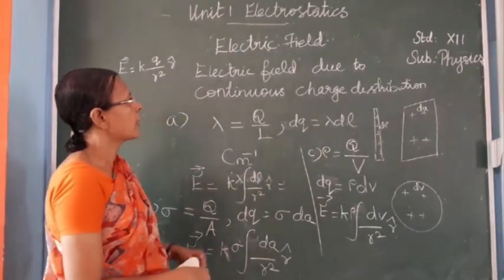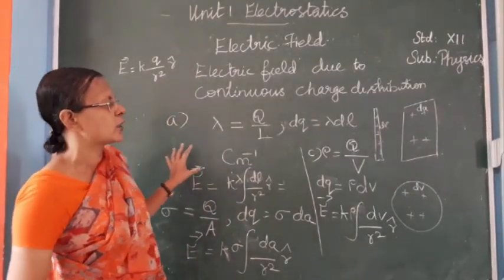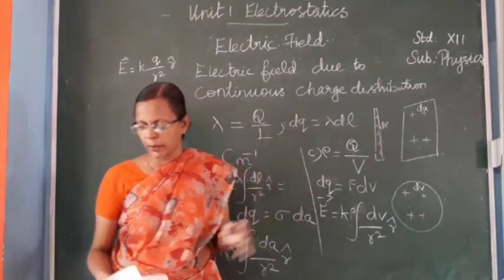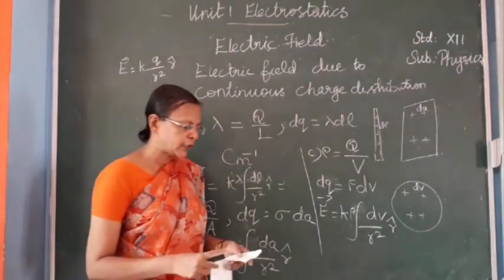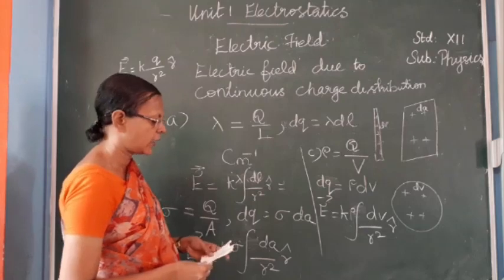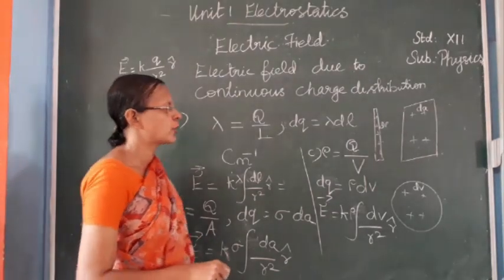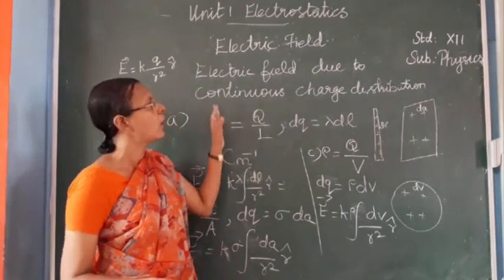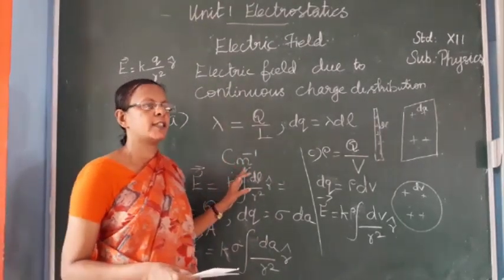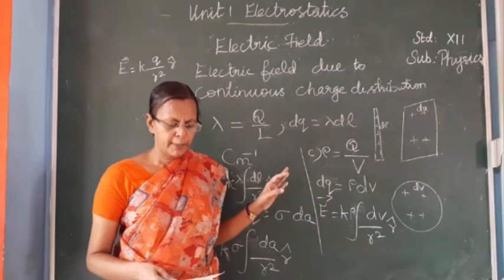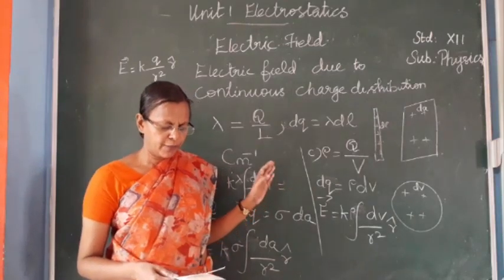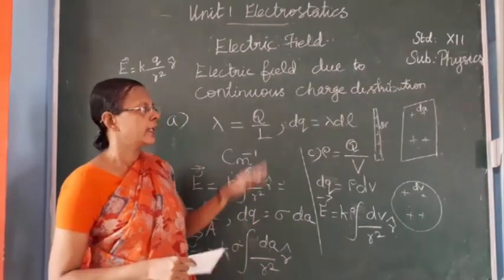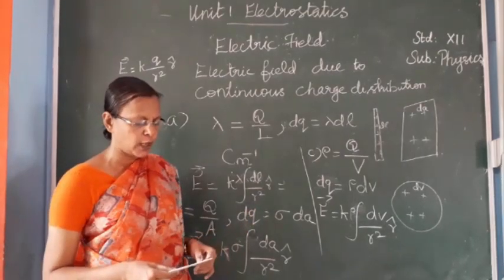Once more I am explaining the superposition principle. What is the superposition principle? The total force acting on a given charge is equal to the vector sum of the forces exerted on it by all the other charges. That is the superposition principle. That formula you also have to know; I already wrote it on the blackboard. You have to know those formulas well.